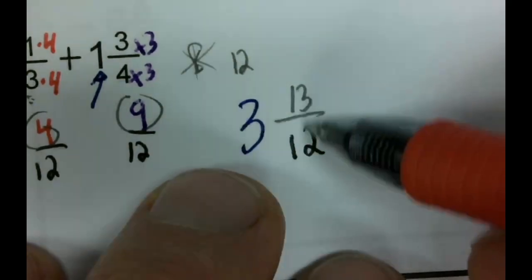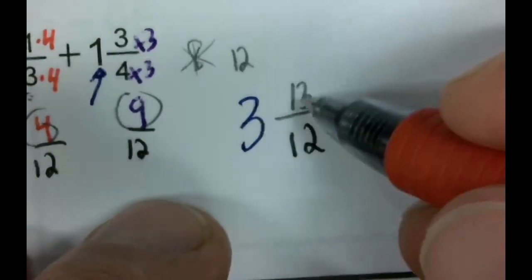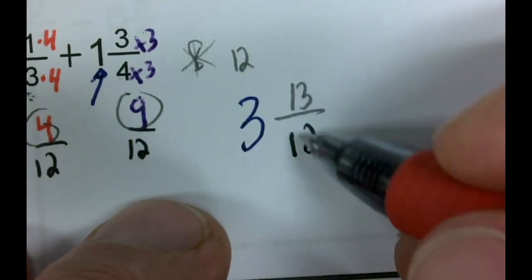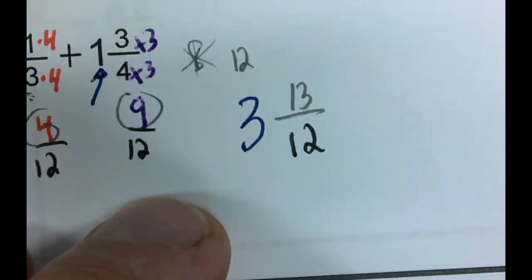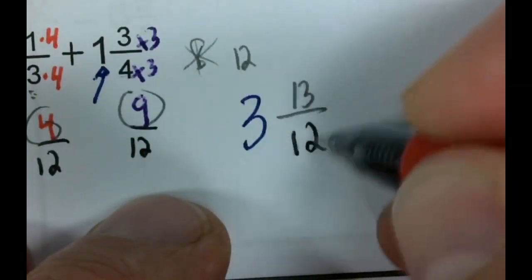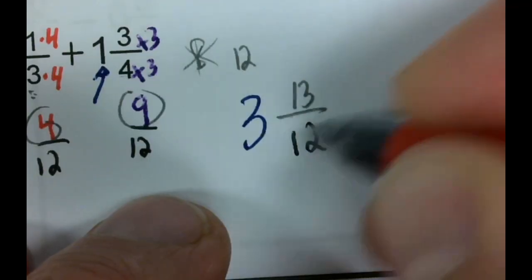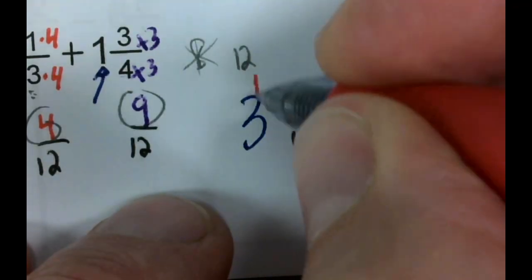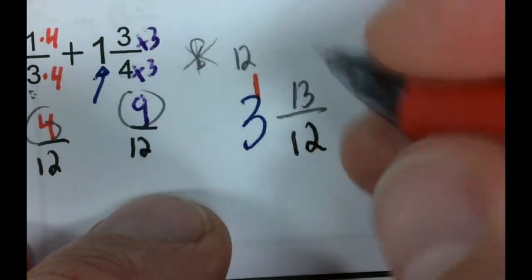Again, we call this type of fraction improper because the numerator is larger than the denominator. The top's bigger than the bottom. So in that case, we need to see how many times the denominator, the number on bottom, can go into the number on top, the numerator. 12 goes into 13 one time. So I'm going to put a 1 here so I don't forget.